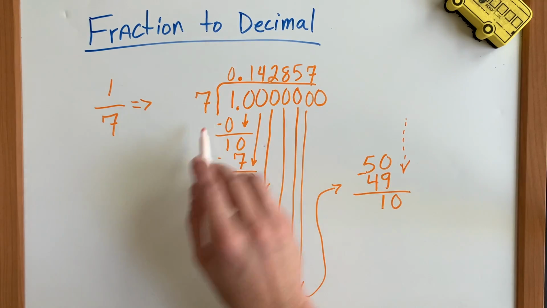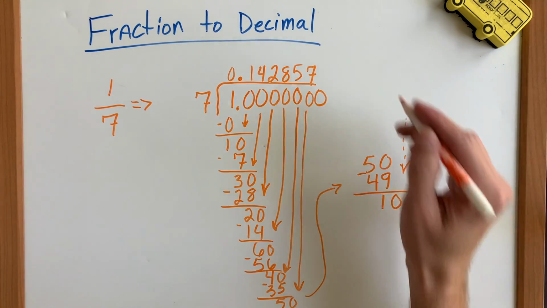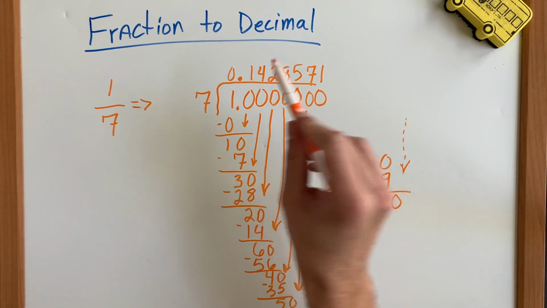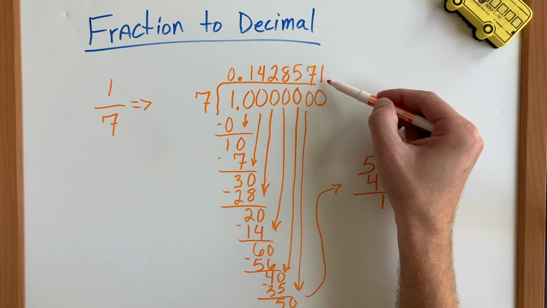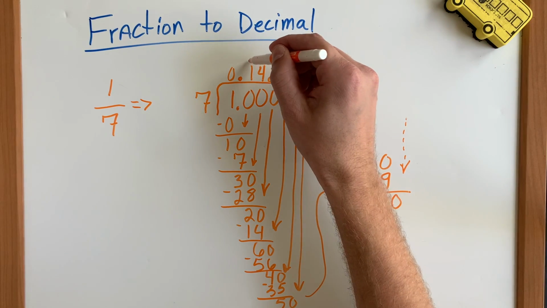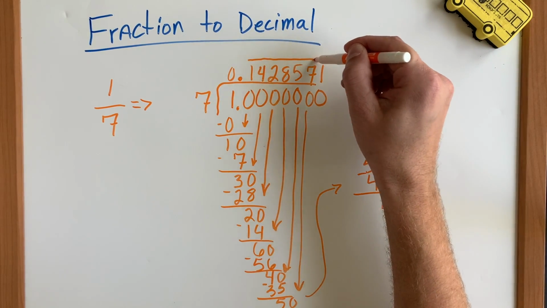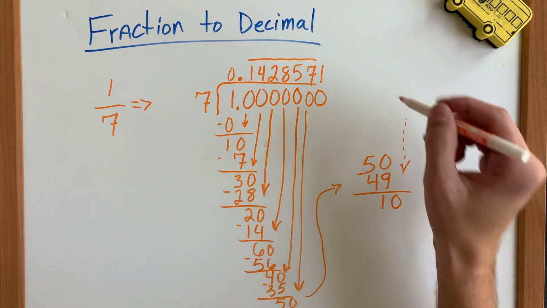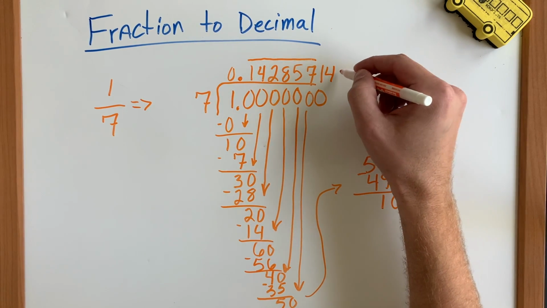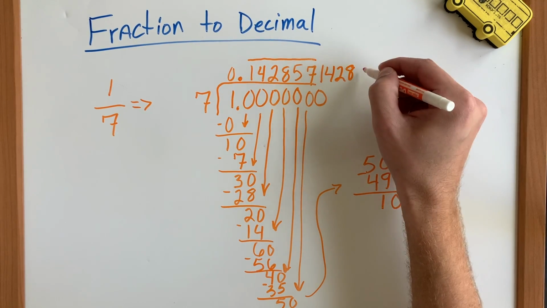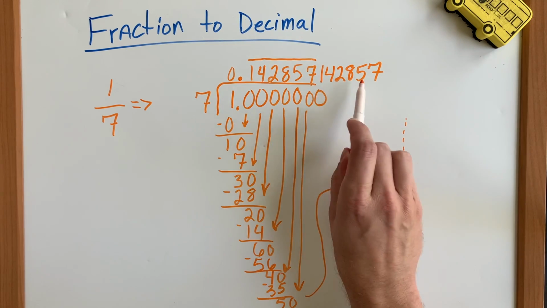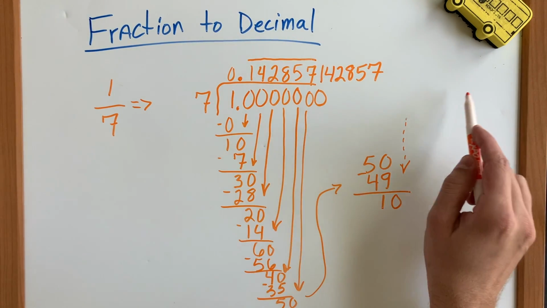7 goes into 10 1 time. And look, we had a 1 here, and now the process is starting over and it's going to repeat itself. So we are going to put the repeating bar above all of this. The digits from 1 through 7 are going to repeat again and again and again. There's the second batch. If we were to do this math, we would get a third batch.